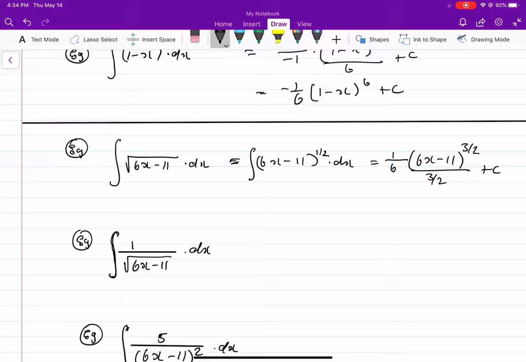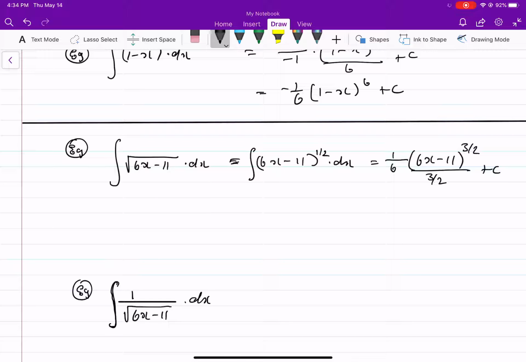That's equal to 1/6. I will upturn that fraction and multiply. Upturning 3 halves, you get 2/3 times 6x minus 11 to the 3 halves plus c. 2 upon 18 is 1 upon 9. So this entire thing becomes 1/9 into 6x minus 11 to the 3 halves plus c.